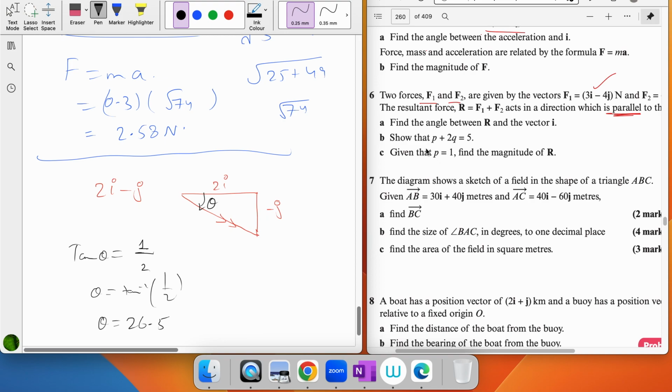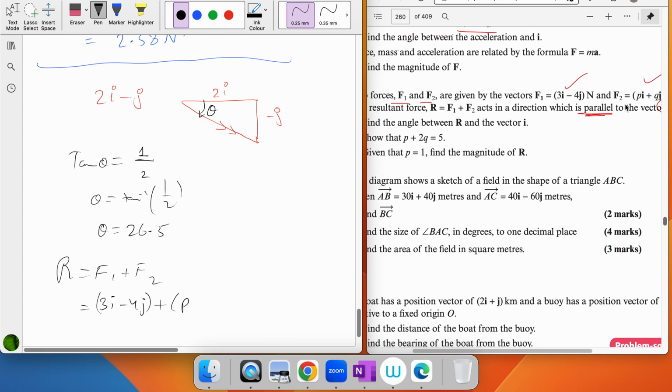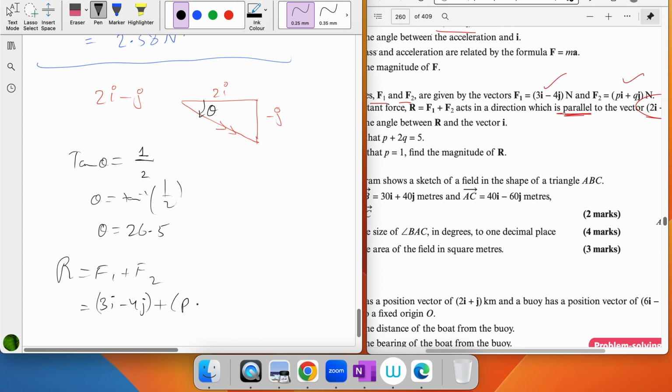B part says show that p plus 2q is 5. So we just use the given equation. It said R is equal to F1 plus F2. And F1 was 3i minus 4j. And F2 was pi plus qj, and one more thing which we know is it is parallel to 2i minus j.